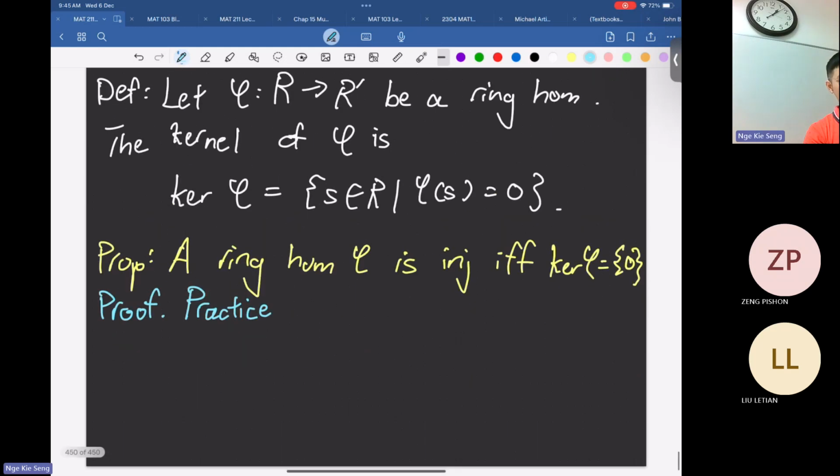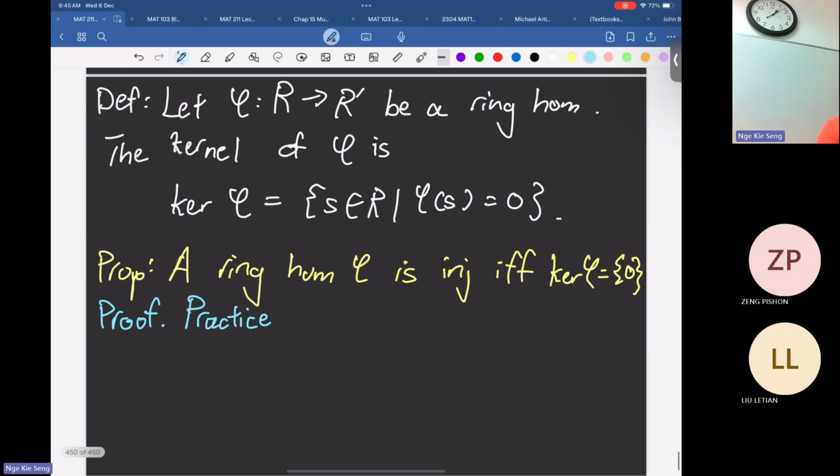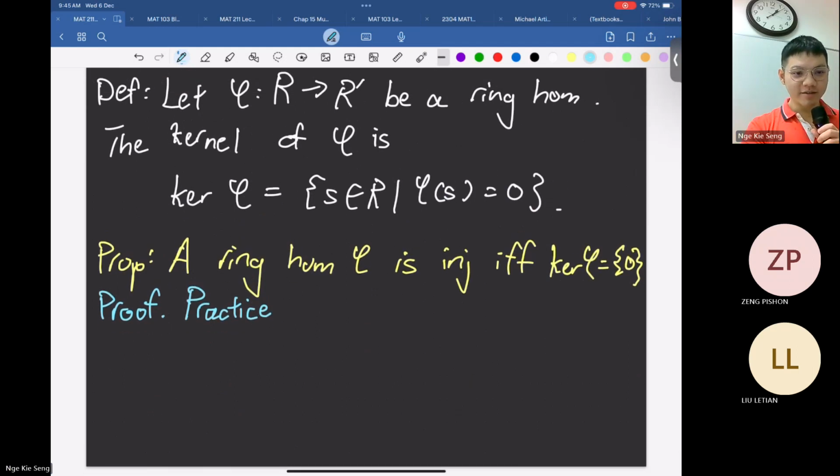Left to the readers. Okay, yeah, try and do it. Not too hard. But the kernel is very interesting. Let's discuss a little bit about the kernel.